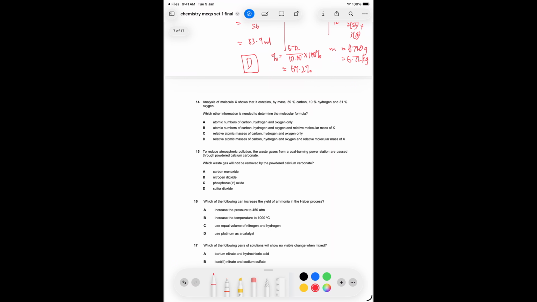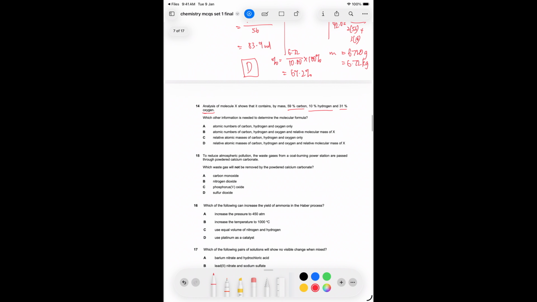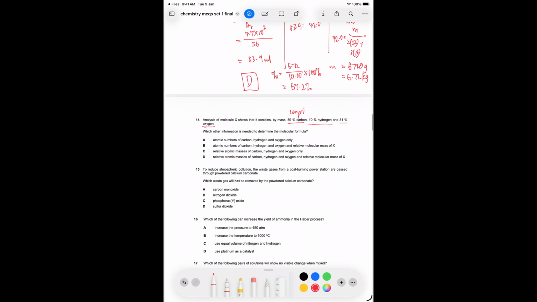Question 14. Analysis of molecule X shows that it contains 59% of carbon, 10% of hydrogen, and 31% of oxygen. From here you can figure out your empirical formula. From empirical formula, you want to determine your molecular formula. You actually need the Mr. You need the molecular mass of your molecular formula. So let's look at them one by one.